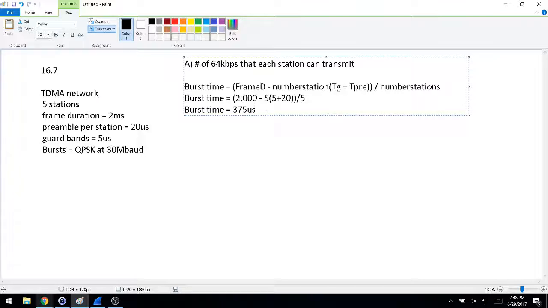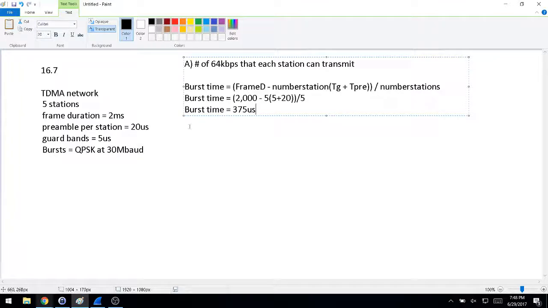And so how do we get from the next step? So we know that we have a transmission rate. Our bursts are transmitting at 30 million baud. And so that's 30 million symbols per second. And so what we're given here is that we have a burst time of 375 picoseconds.